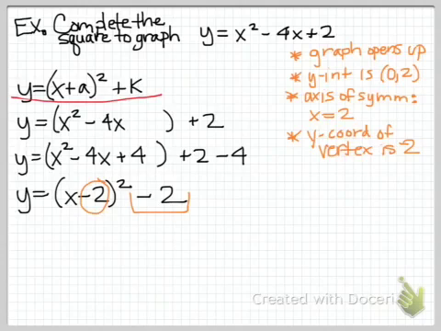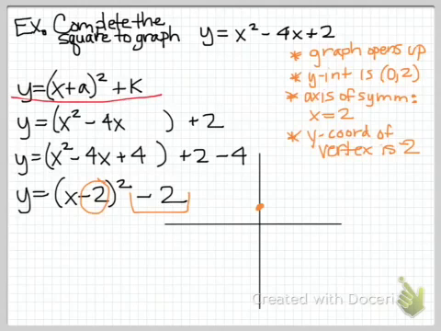So I can take all this information and help graph. So I'm going to draw my coordinate axis. My y-intercept is 0, 2. The axis of symmetry is at x equals 2. So I'm just going to put a dotted line at x equals 2.